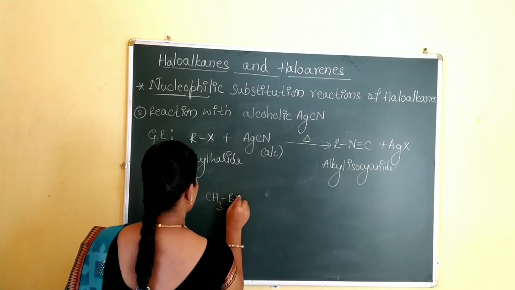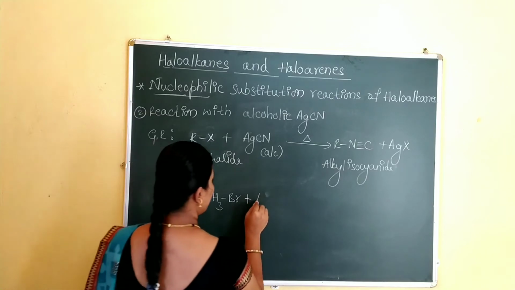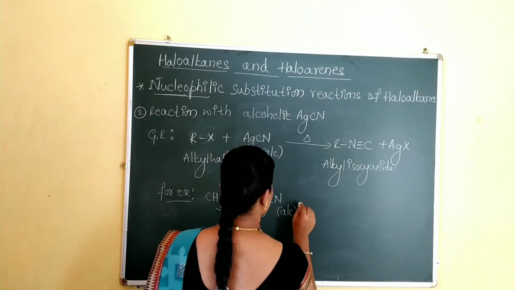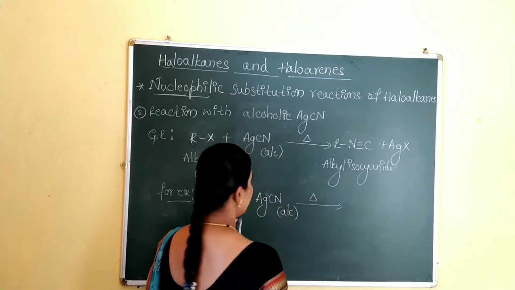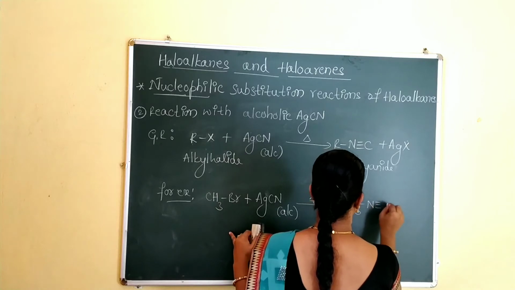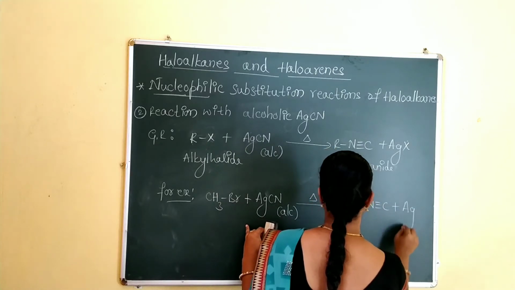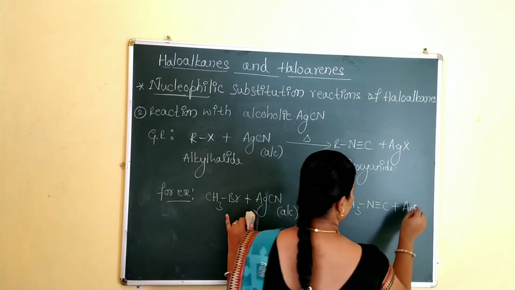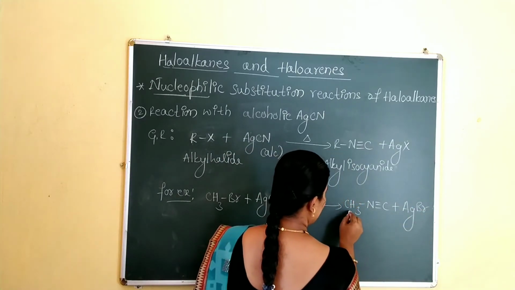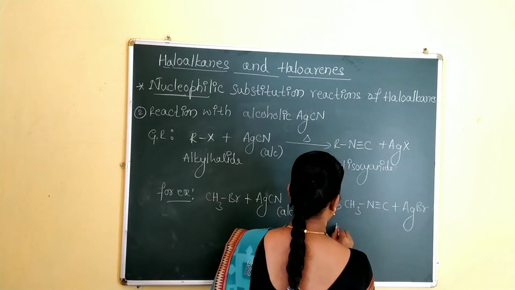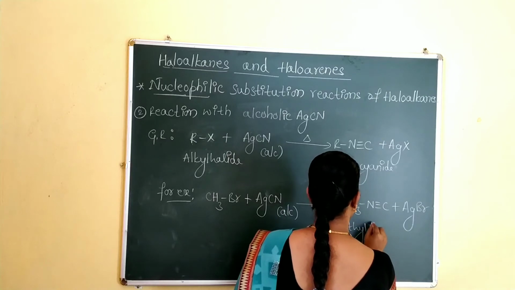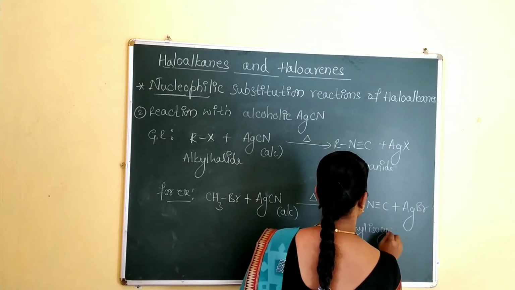For example, CH3Br, methyl bromide, when it reacts with alcoholic AgCN, then CH3N triple bond C and AgBr, silver bromide, are formed. See here, this is methyl isocyanide. Methyl isocyanide is formed.